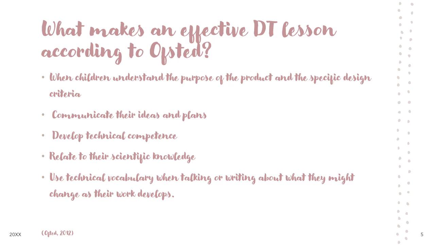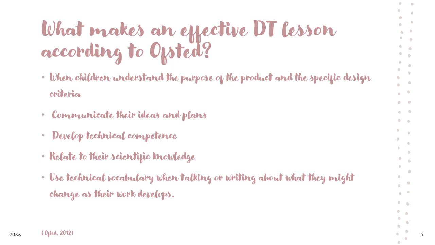They also noted that technological vocabulary should be used when talking or writing about what they might change as their work develops. During this topic, children will use problem-solving skills to observe how equipment has changed over time, focusing on materials and their properties. This will be through the relevant, engaging subject of playground equipment.